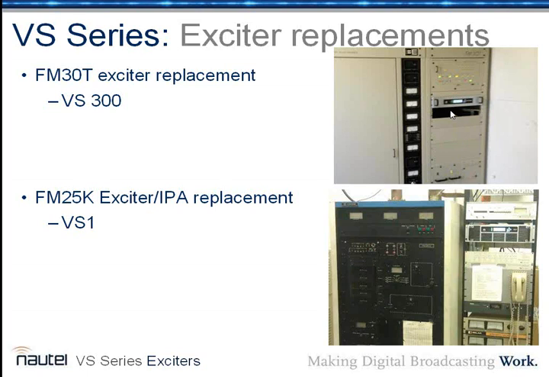So they're running the exciter, the 300, into the IPA, which is then driving the tube. That's right. It's just being used as an exciter only. And the bottom one is Alex's station, one of Alex's stations rather, where it's a VS1 in the right-hand rack, replacing both the exciter and the IPA into an FM25K. And we'll let Alex discuss that one.